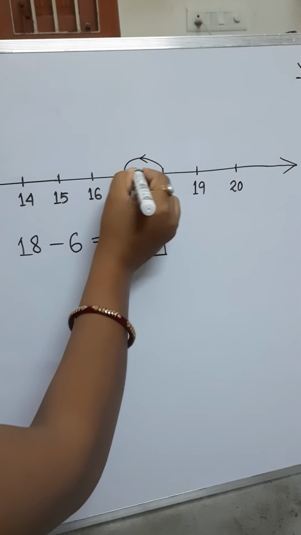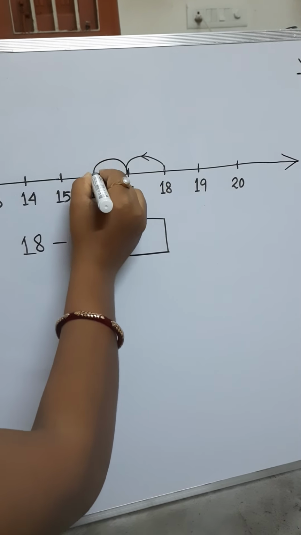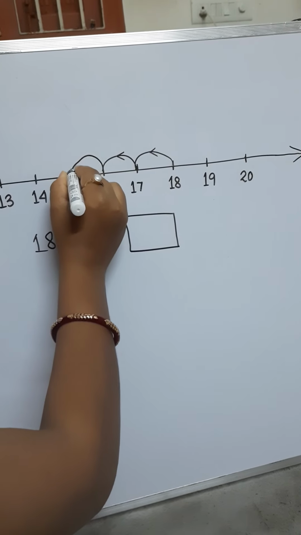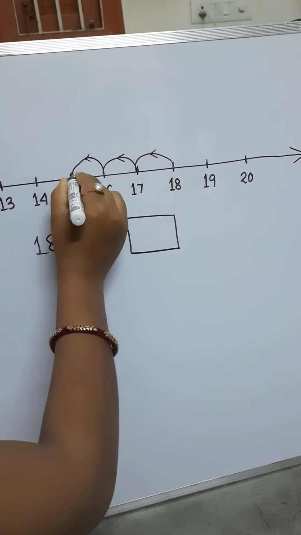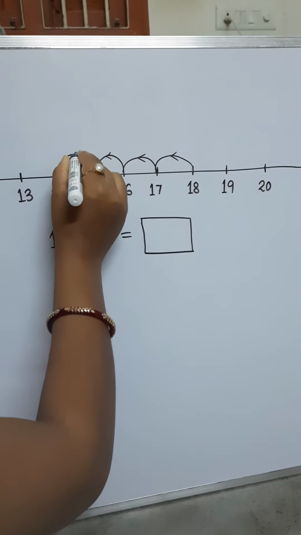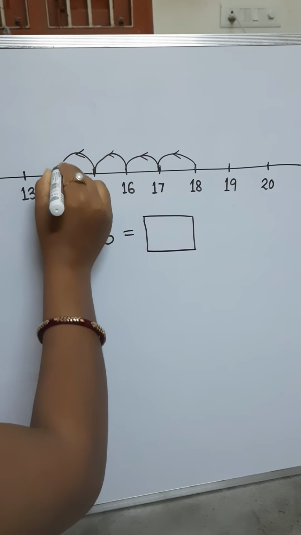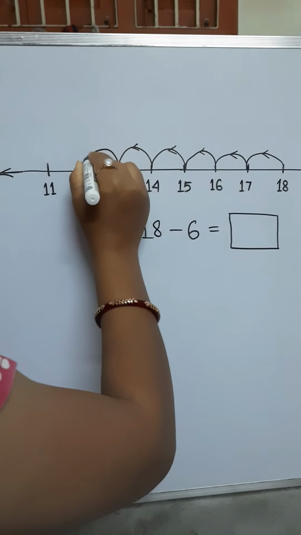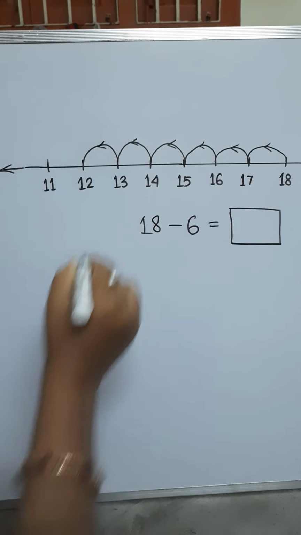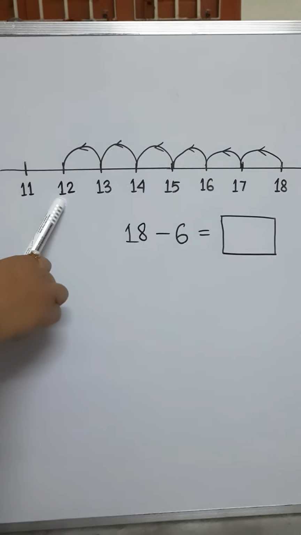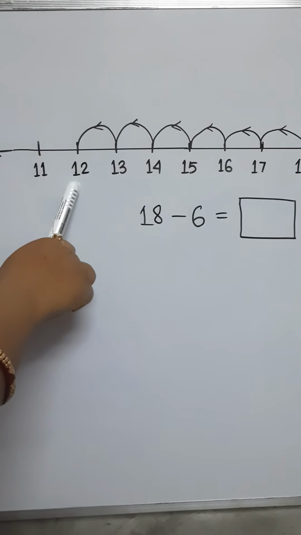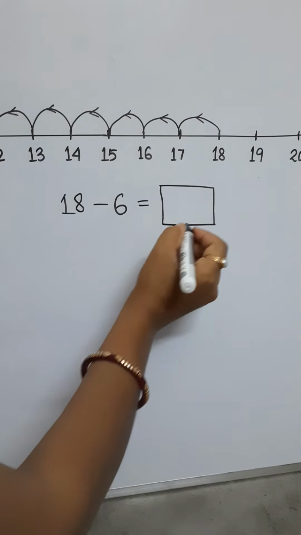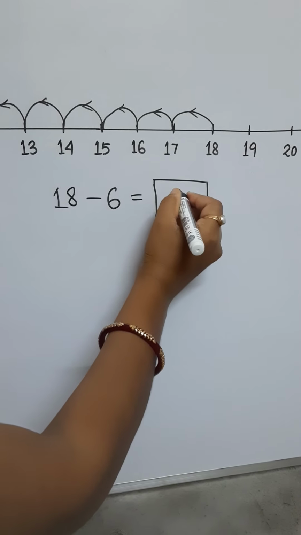1. Then 2. Then 3. Then 4. Then 5. Then 6. So which number do we get? 12. Yes, 12 is the correct answer. So we have to write here 12.